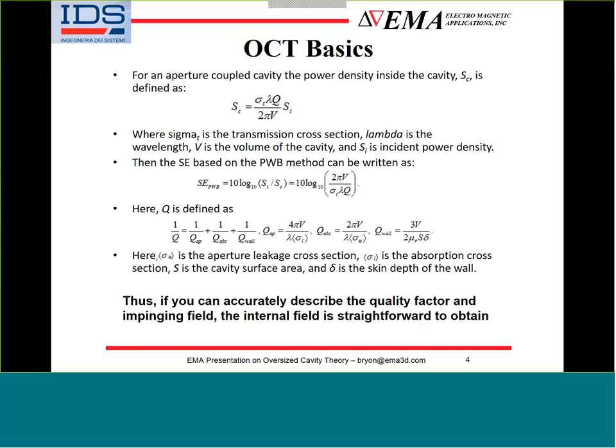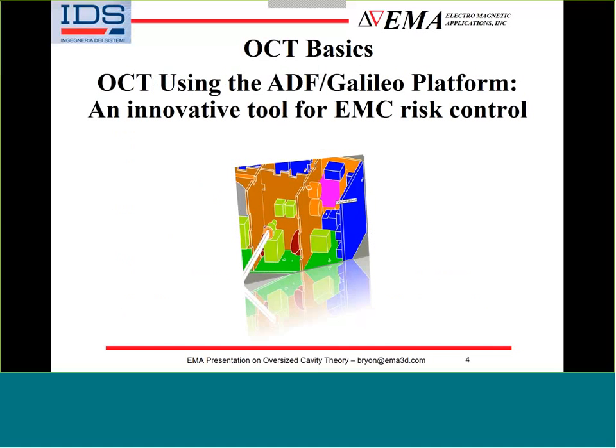And there are cross sections, for instance, the size of apertures, and you see one that's related to the conductivity of the walls, and if there are any absorbers as well. But assuming you can accurately describe the quality factor and the impinging field, then the internal field is straightforward to obtain, and so that's what we'll be taking advantage of today.